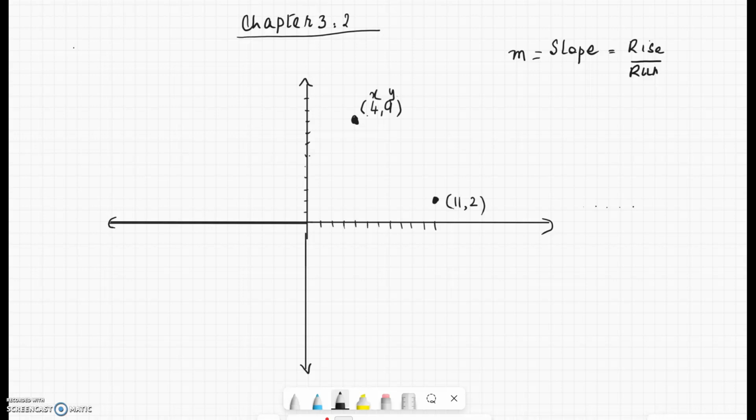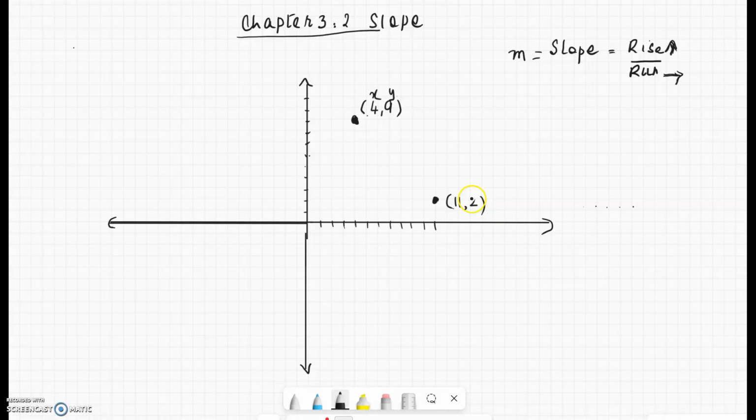So the basic definition of slope is rise over run. Rise is in the vertical direction, run is in the horizontal direction. It could be positive or negative. It could be going up or going down when I say vertical, and it could be going to the right or left if I'm talking about a horizontal change. So rise over run. We're looking at 2 points here, (4, 9) and (11, 2).